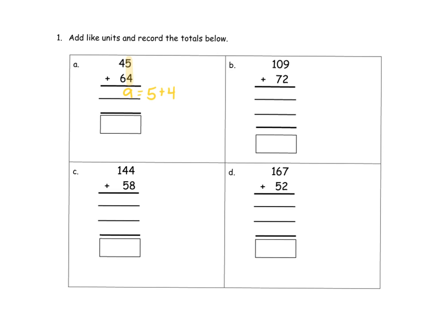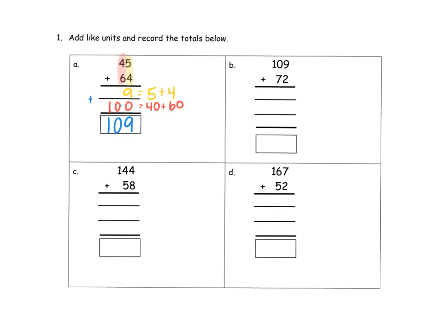Then I'm going to look at my next like unit, which is the tens place. Now, it's not 4 plus 6. It's really 40 plus 60, which equals 100. So now I have some pretty easy numbers to add up. I have 9 plus 100. Well, 9 plus 0 is 9. 0 plus 0 is 0. And 100 plus the 1 in the hundreds place plus nothing is 100. So 100 plus 9 is 109.